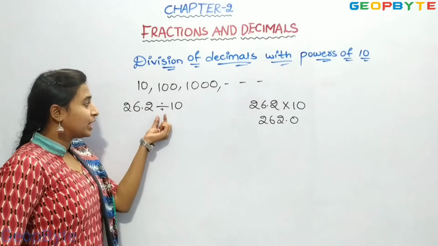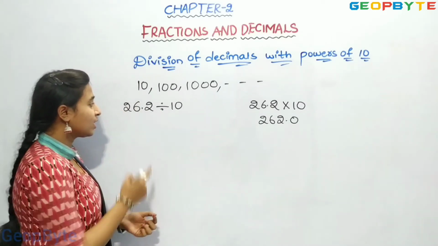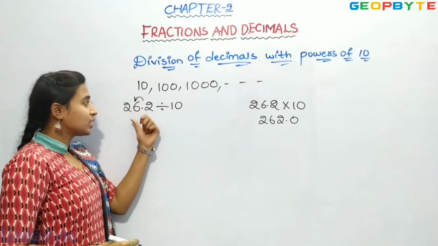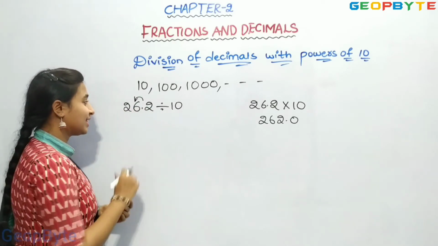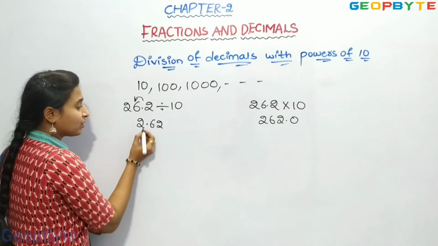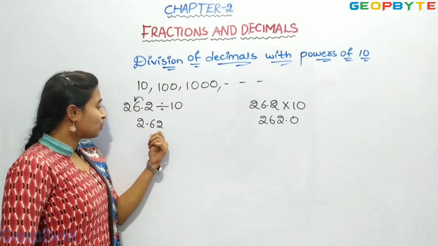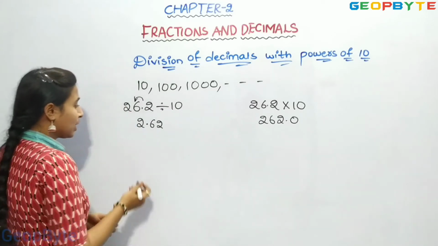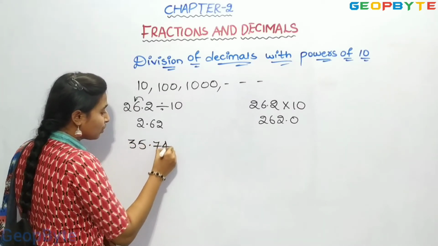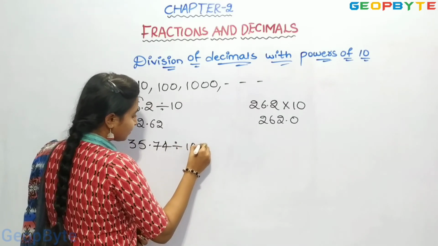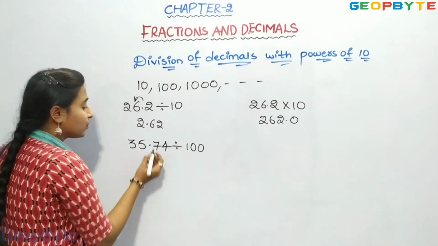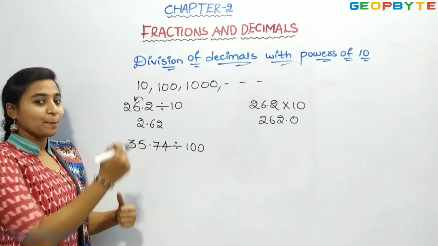In division, divided by 10 means we have one zero here. The point moves towards the left, that is, towards the left by one digit. The answer is 2.62. As the point moved towards the left, it came here. The answer became 2.62. Right? Now, let us see another one. 35.74 divided by 100. We have two zeros here, right? Now, this point moves towards the left by two digits.